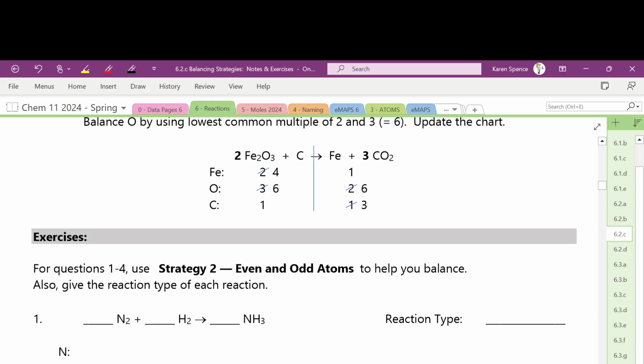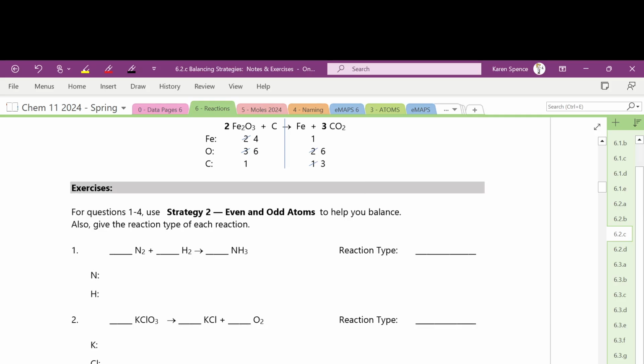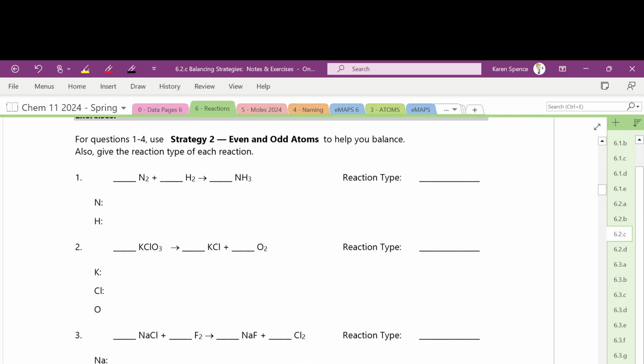Now, how about you guys try numbers 1, 2, 3? It's up to you whether you keep the little chart or not, but it can be helpful. You're also going to recognize the reaction type. And remember, you've got your reaction types on that little handout, so you're going to fill that in. So you can do questions 1 through 4.